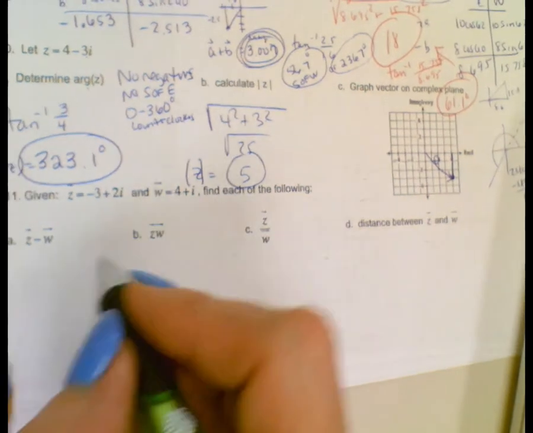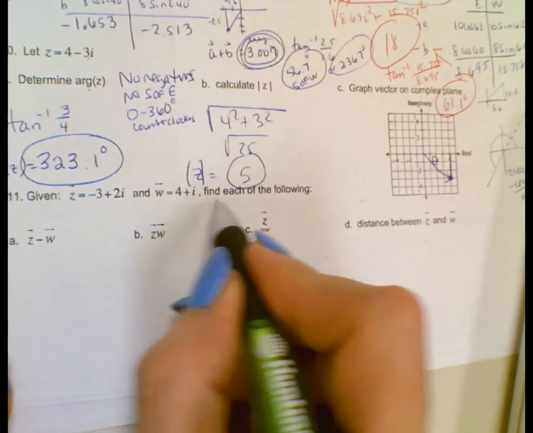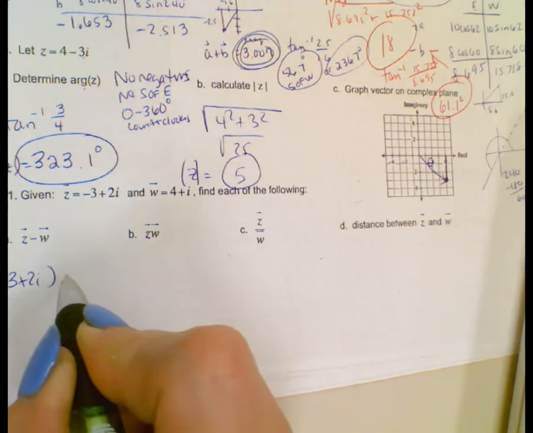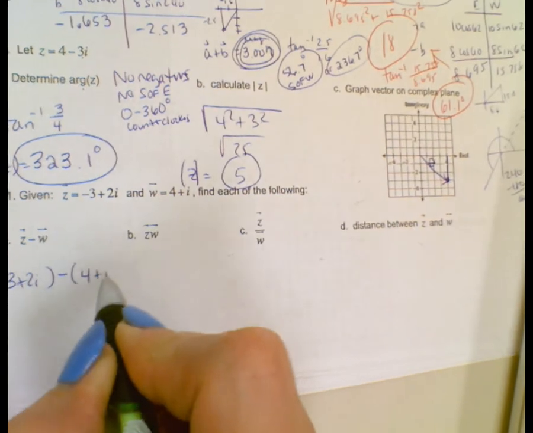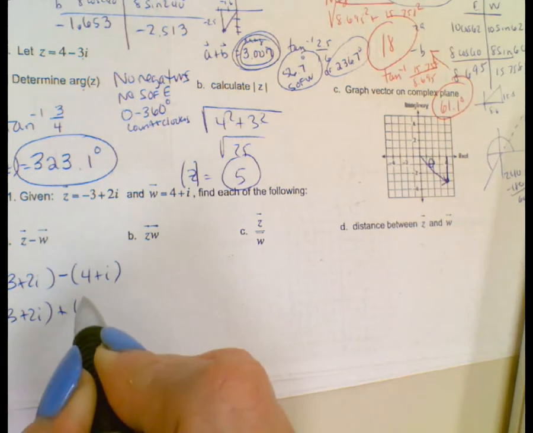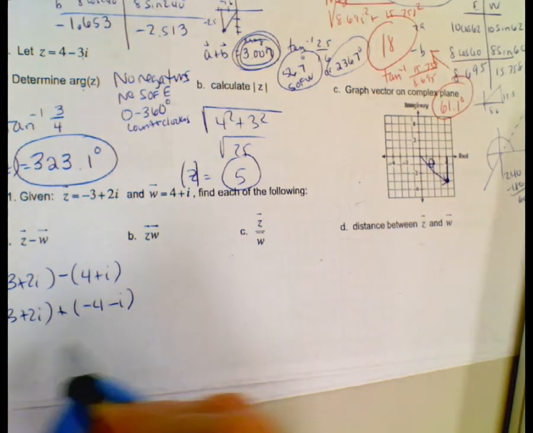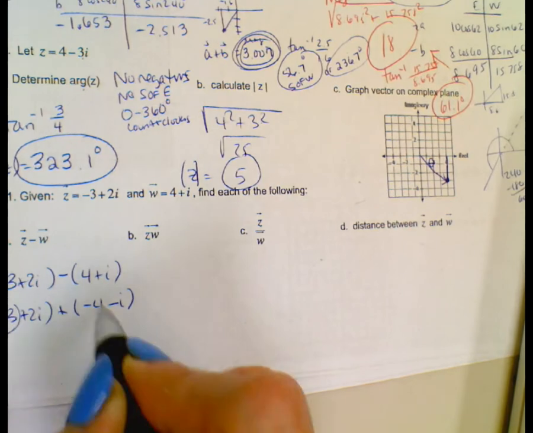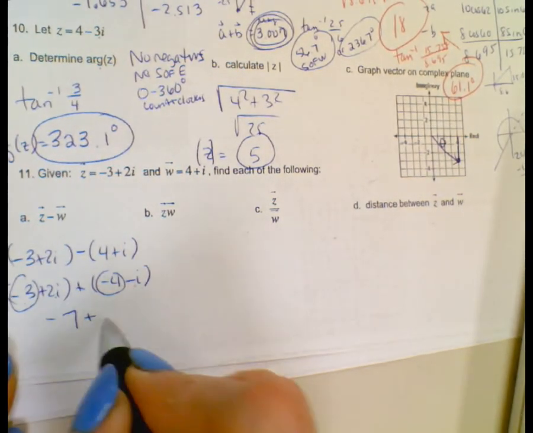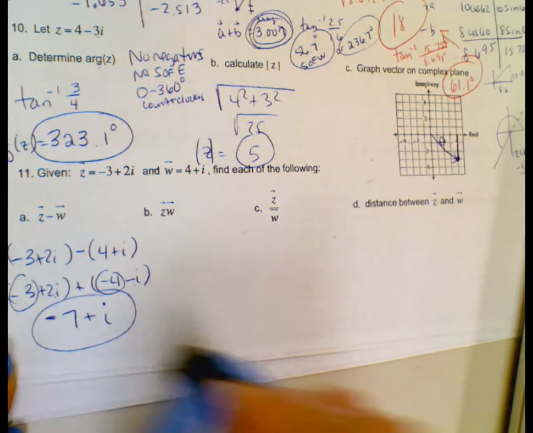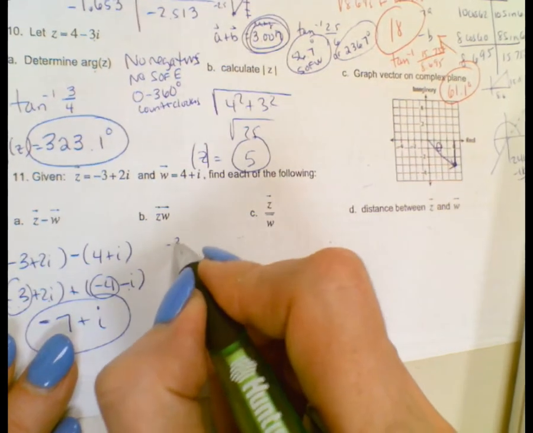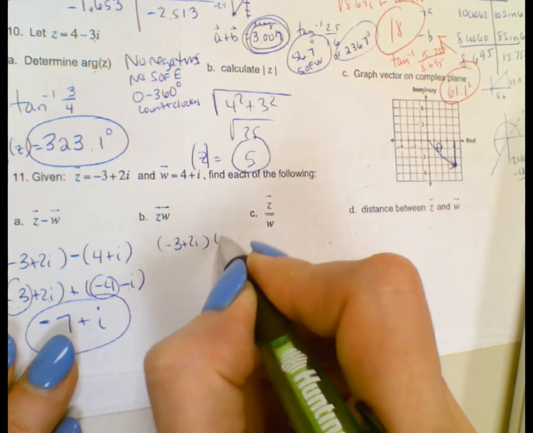Given z equals negative 3 plus 2i and w equals 4 plus i, find each of the following. So z, negative 3 plus 2i, minus w, 4 plus i. That is the additive inverse, so we are going to add negative 4 and negative i. Negative 3 and negative 4, that's the real part, is negative 7. And then 2i and negative i is i. That's your answer.